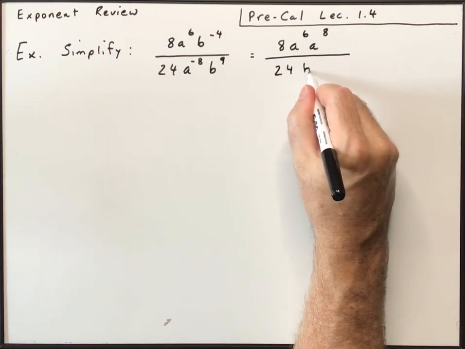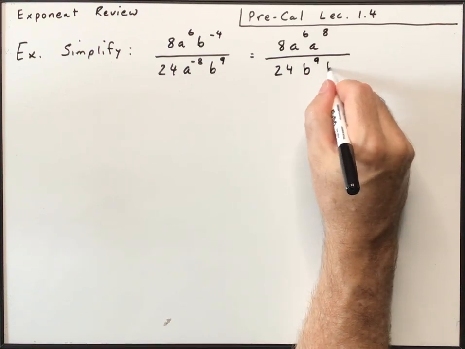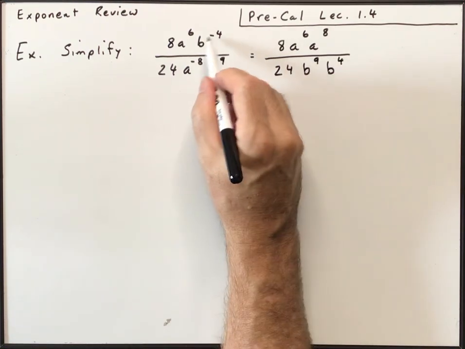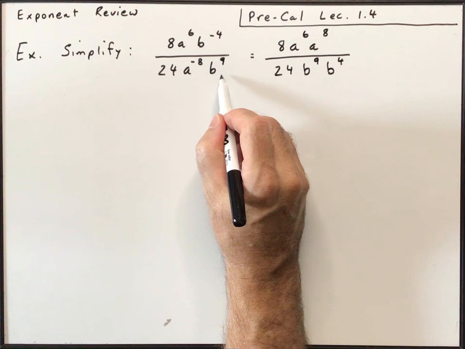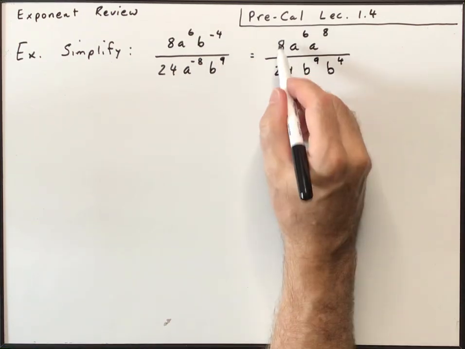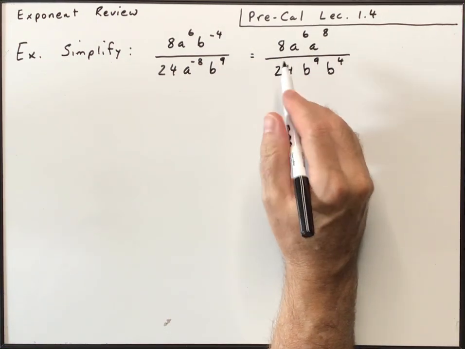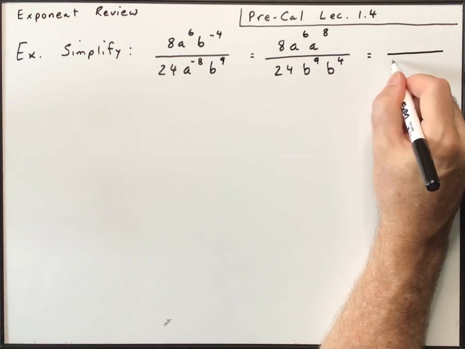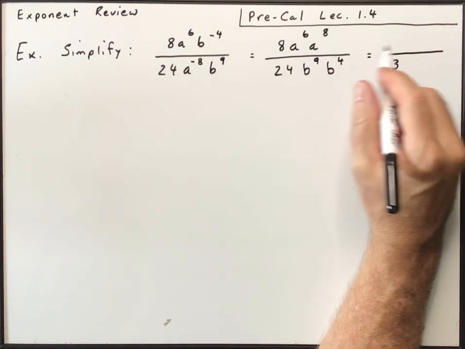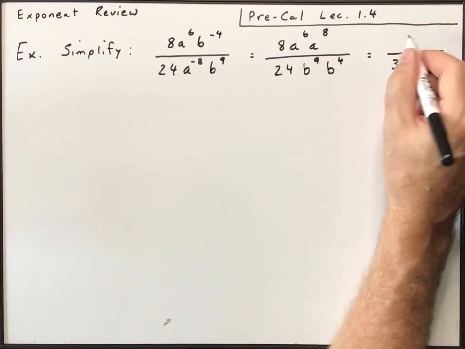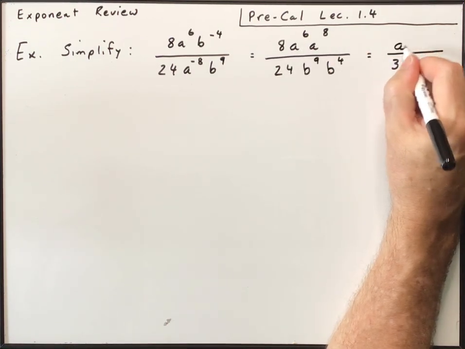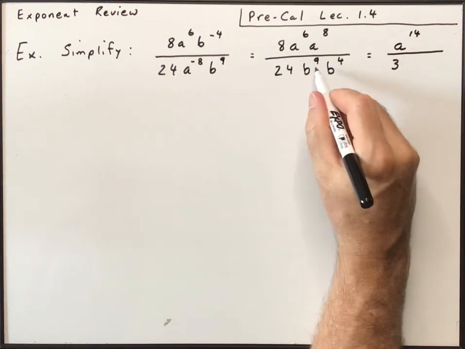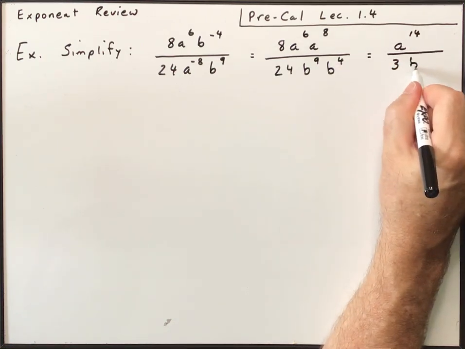So we have b to the 9 times b to the 4th. So I can move the b to the negative 4th to the bottom and change the sign. Now 8 over 24 is the same as 1/3. So I have a 3 on bottom. I don't have to write the 1. 6 plus 8, we would have a to the 14th. And then 9 plus 4 on the bottom, we'd have b to the 13th.